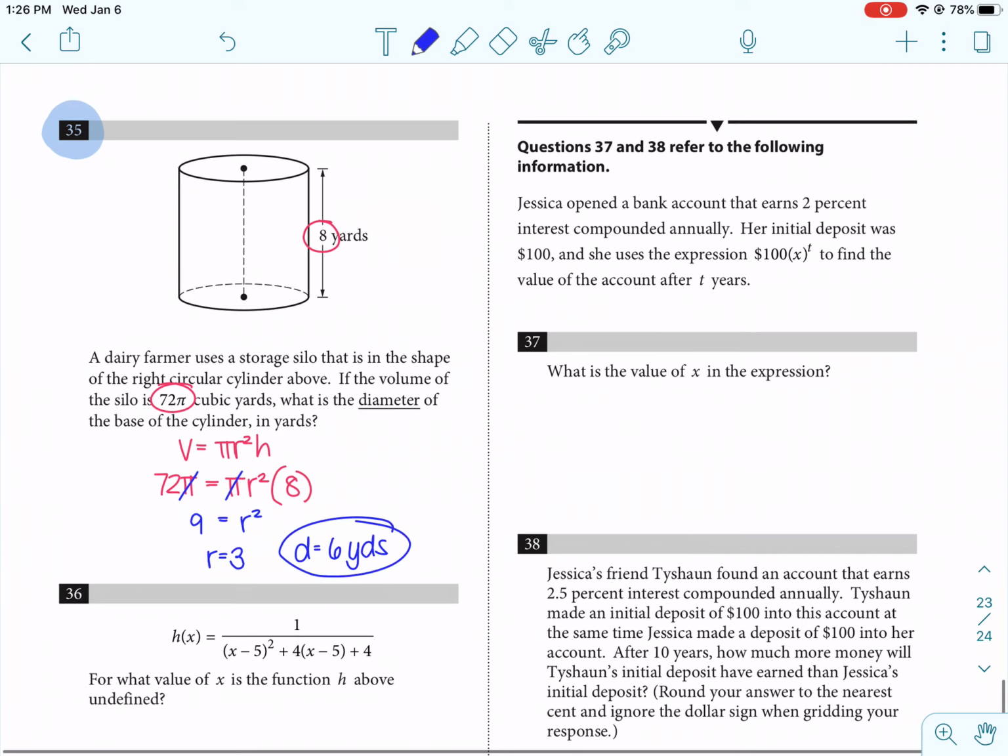Once you have that formula, you just plug in what you know and then solve for what you don't. I believe that's it.